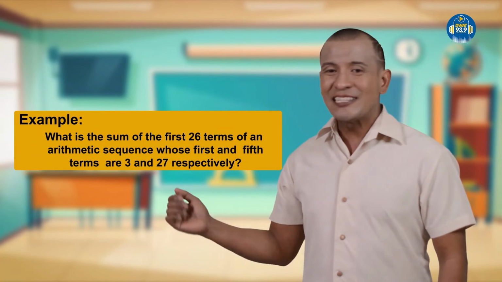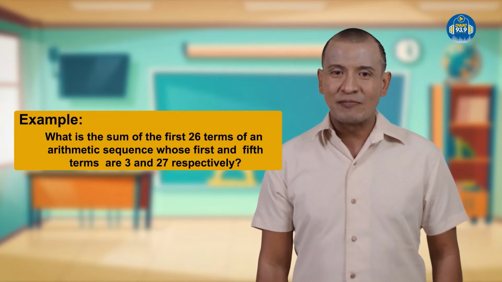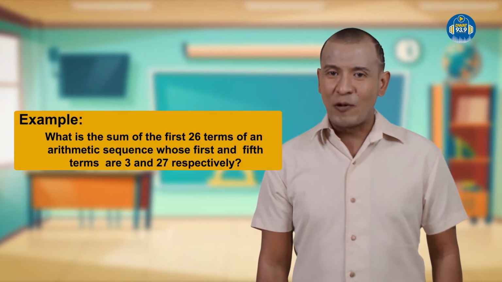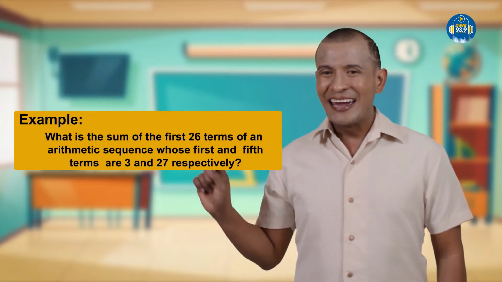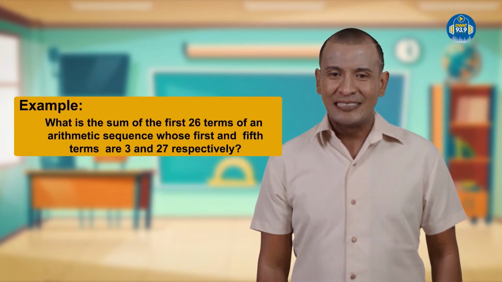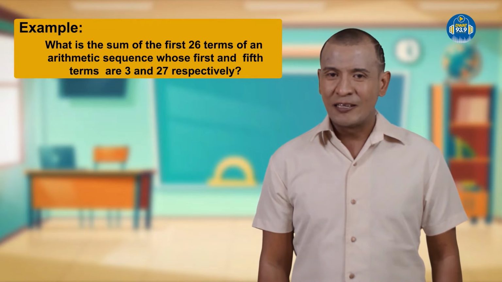Let's have another example. What is the sum of the first 26 terms of an arithmetic sequence whose first and fifth terms are 3 and 27 respectively? Let's look into the solution.